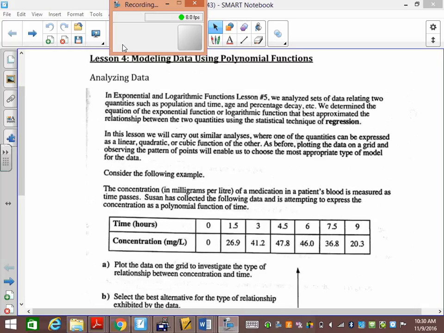So at time 0, they have nothing, no medication, no concentration in their blood. Susan has collected the following data and is attempting to express the concentration as a polynomial function. So at time 0, she has nothing, no concentration in her blood. At 1.5 hours, she has 26.9 concentration.